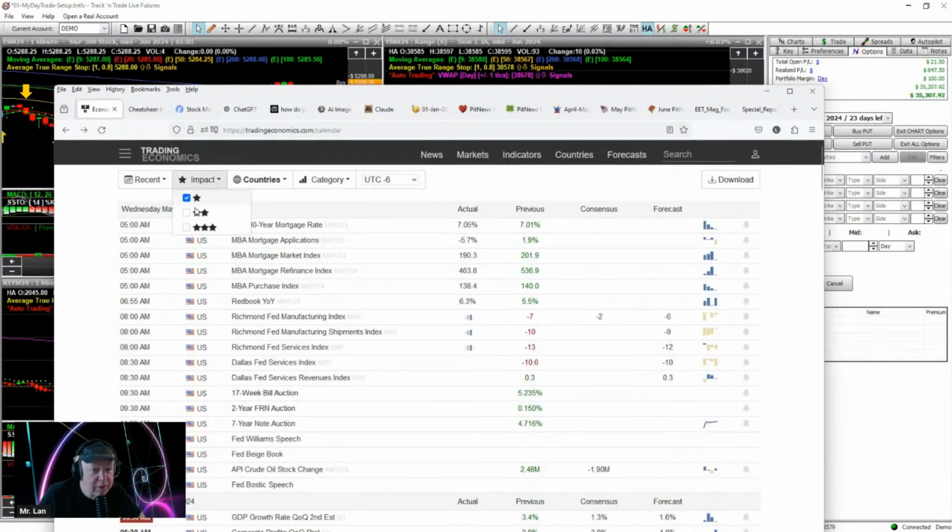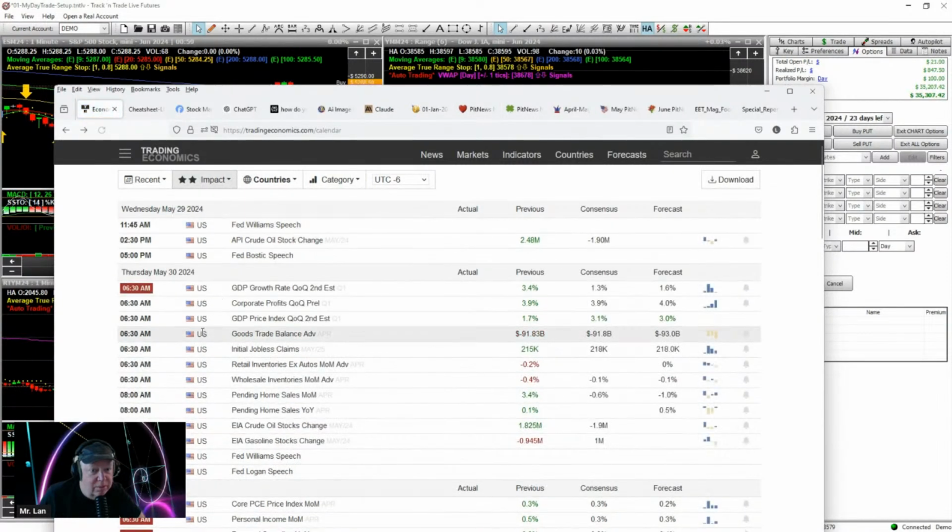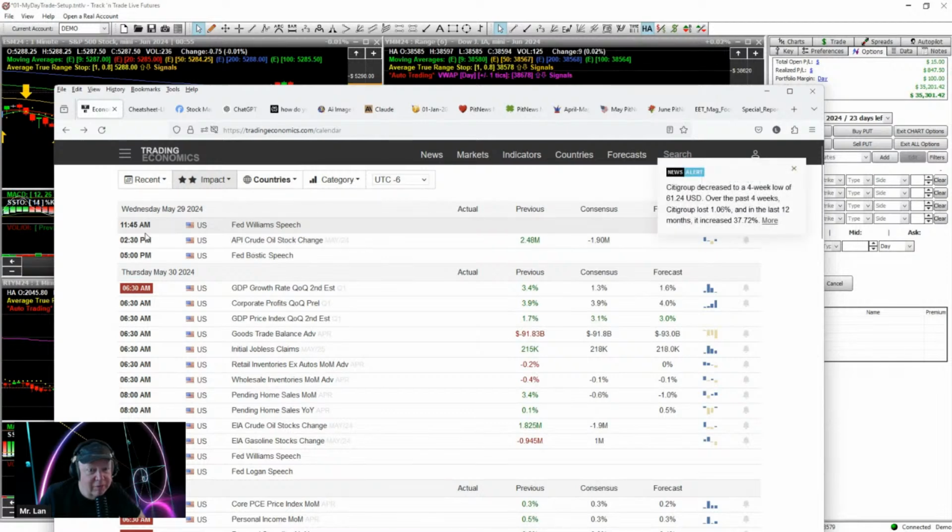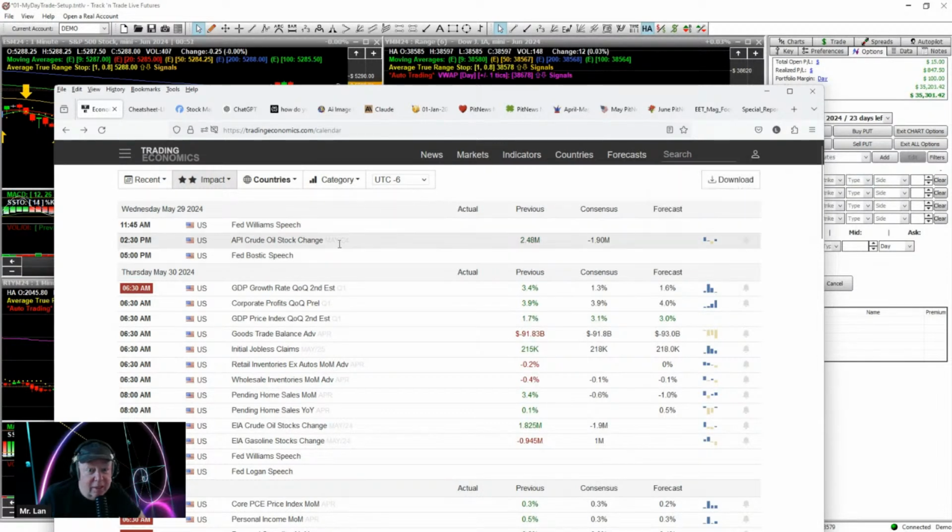And we want to see impact. Let's just see impacts 2. Today is Wednesday, and oh, there's nothing. We got Fed Williams speaking today at 11:45. That's the only thing that's going to move the news today, and he's probably not going to move the news much. He's just kind of a rah, rah, rah. Then we got Fed Bostic speaking at 5, but that's tonight. We'll be out of the market by then.